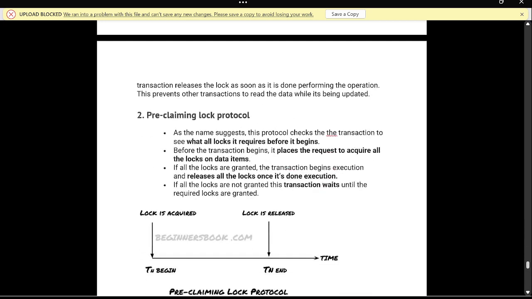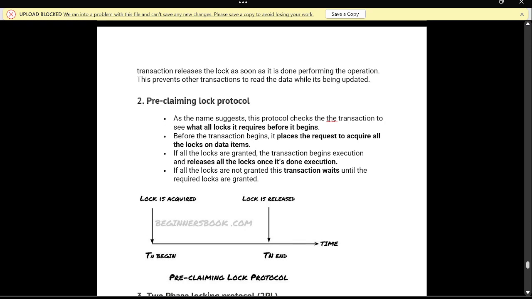Okay, the second one, the pre-claiming lock protocol. Pre-claiming lock protocol is nothing but, whenever I want to do any modification, whether inserting data or updating data, I have to collect how many locks are needed for this. How many exclusive locks are needed, how many shared locks are needed. I have to collect them in the beginning only, and then perform the action. After performing the action, I have to release the locks.